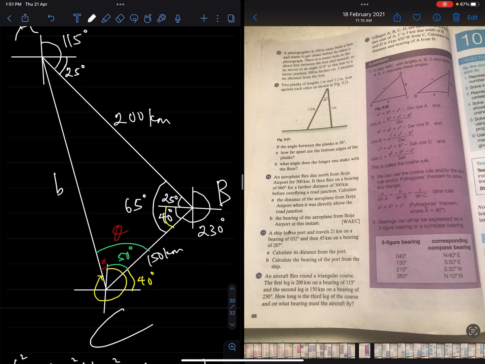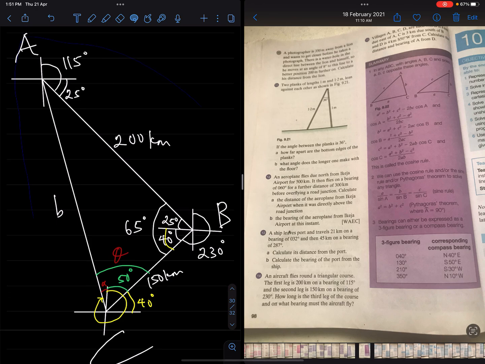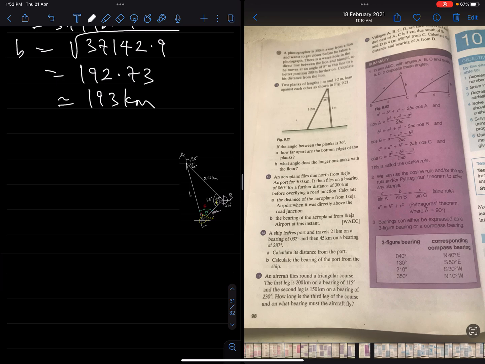So let's go. I know that 200 over sine theta will be equal to b over sine 65 degrees. Yeah, that's it. Let me paste a tiny image of a diagram. This is just the second part of the question. They didn't call it b. So I'm doing 200 over sine theta equals b over sine 65 degrees.